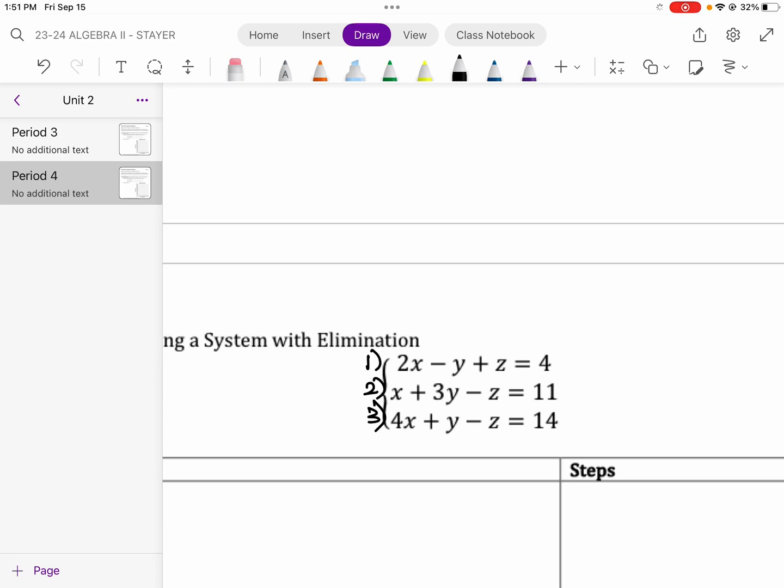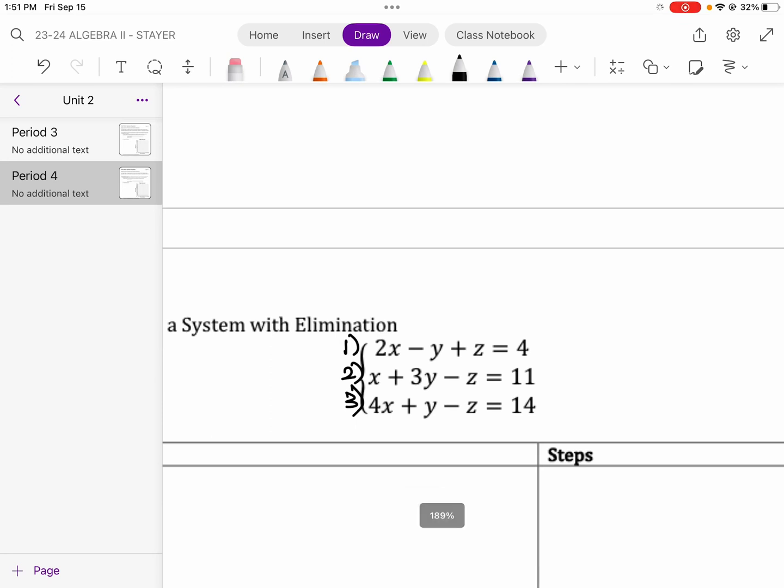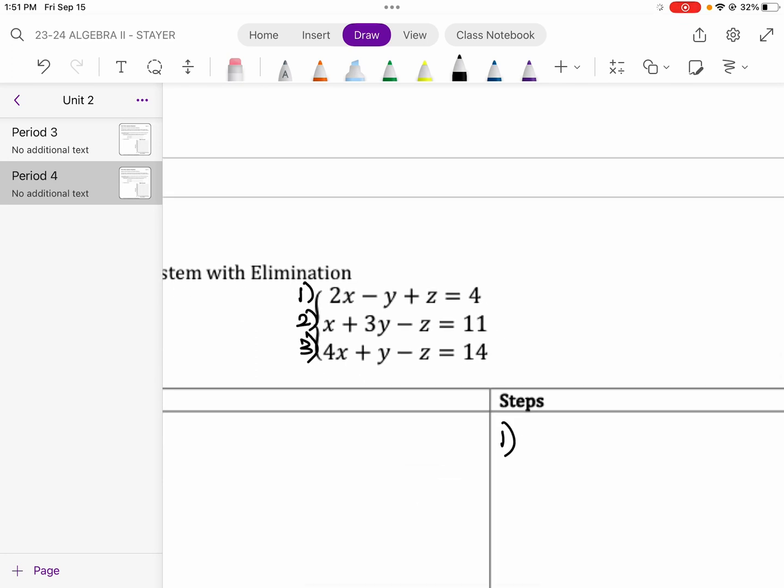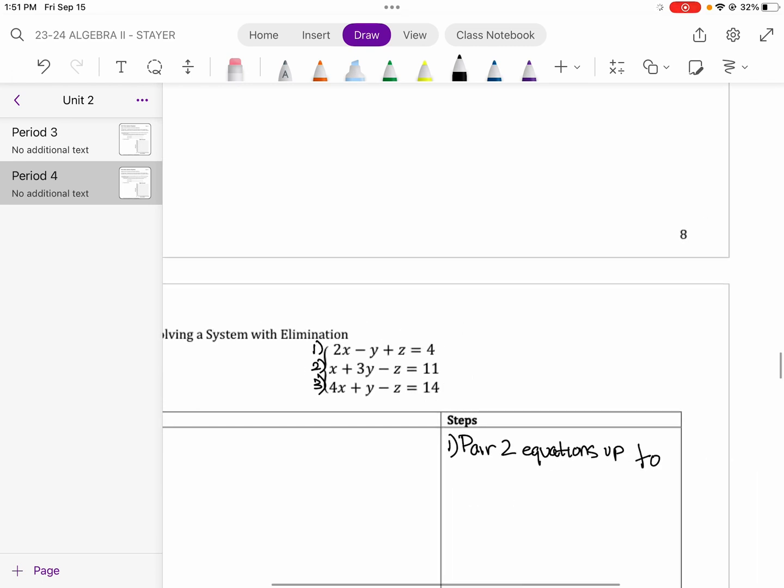All right? Here's the first goal. I am going to pair 2 equations up to cancel or to eliminate one letter. So think about elimination, even back from Algebra 1 or what we did on 2A. Here's what I mean by that.